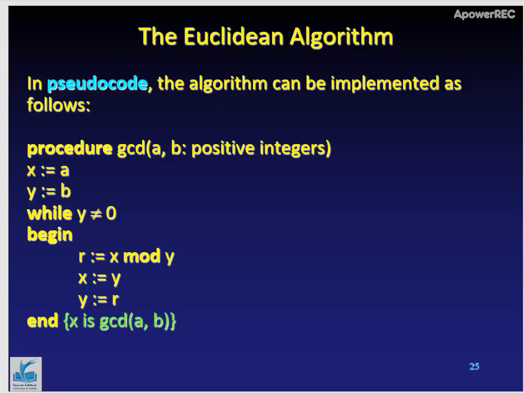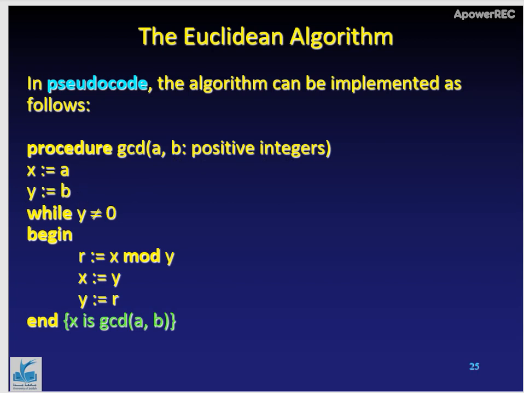This slide expresses the Euclidean algorithm in the form of a pseudocode formally. So what happens here in this algorithm is that we have two input numbers a and b for which we want to find the greatest common divisor, and we assume that both of them are positive integers, and we initialize local variables x and y with the starting values of a and b.